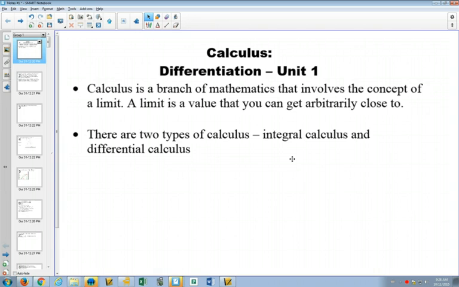There's two types of calculus. This first unit is about differentiation, so we're doing differential calculus. Then our third unit in calculus is going to be integral calculus, and we're going to see how they're related to each other.